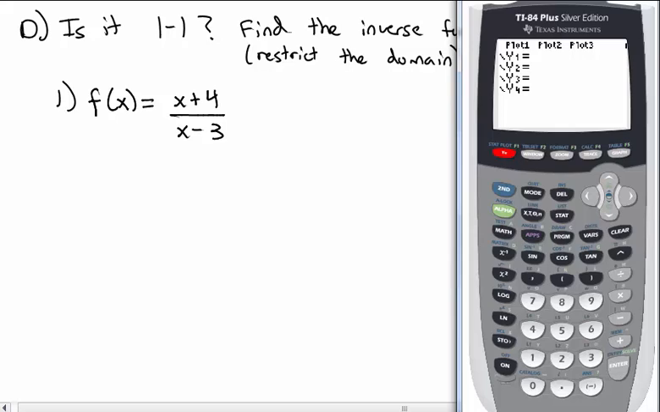And if you hit the y equals button on your calculator, it'll take you to a place where you can type in your functions. Now with fractions, we're going to need to put parentheses around the numerator and denominator so the calculator knows the entire x plus 4 goes in the numerator, close the parentheses, divided by x minus 3, close the parentheses, and if we hit enter, we've now got that function listed in the y1 equals.